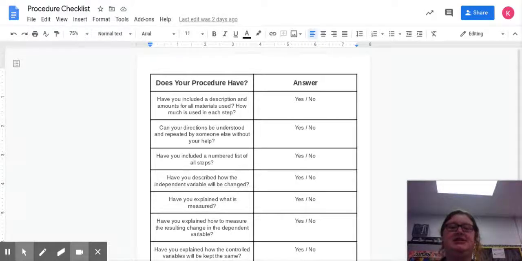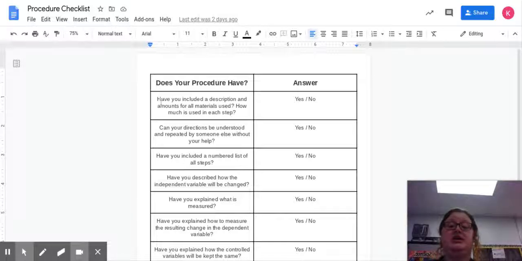I'm here today to talk about writing your procedures for your science fair experiment. In your experiment, you have to provide us with the directions or how you actually did the experiment. So in order to do that and make sure that process is detailed and repeatable by others, you need to follow and make sure you have several steps within your procedure.